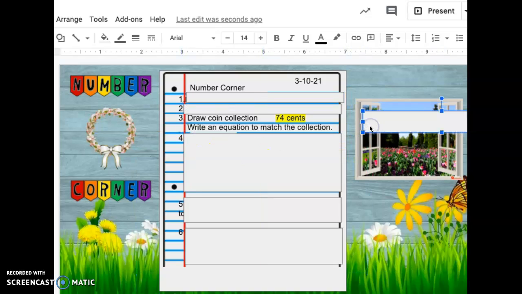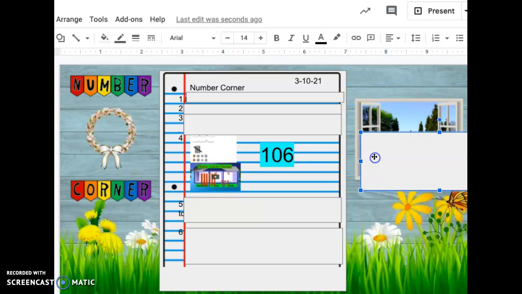So now, friends, for number 3, we are drawing a coin collection. Today's coin collection is 74 cents. So again, you're going to make a group of coins that equal 74 cents, and then write an equation that matches the coins that you have. Again, challenge yourself. Maybe you want 3 different coin collections that make 74 cents. Maybe you want 5. If this is challenging for you, 1 is probably enough. But again, challenge your brain here.